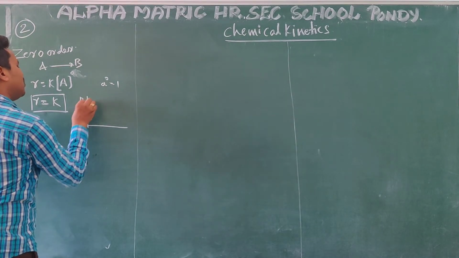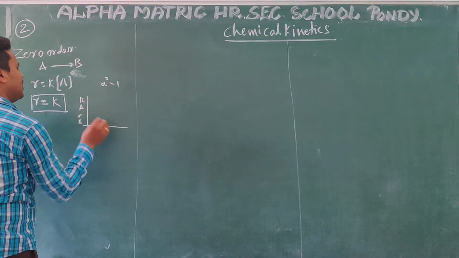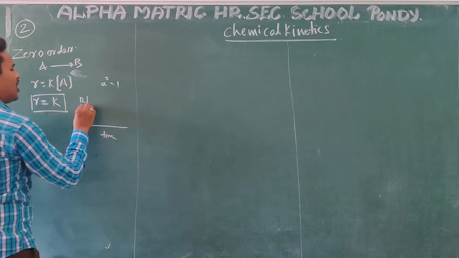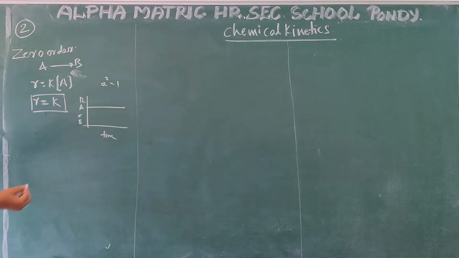If we plot rate against time, the rate will be constant. This is the graph for a zero order reaction. The graph comes based on the equation only, so this is easy to learn.